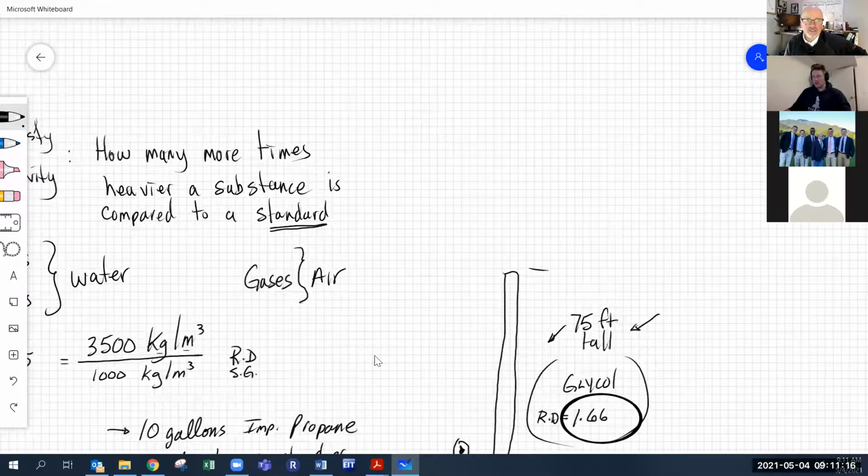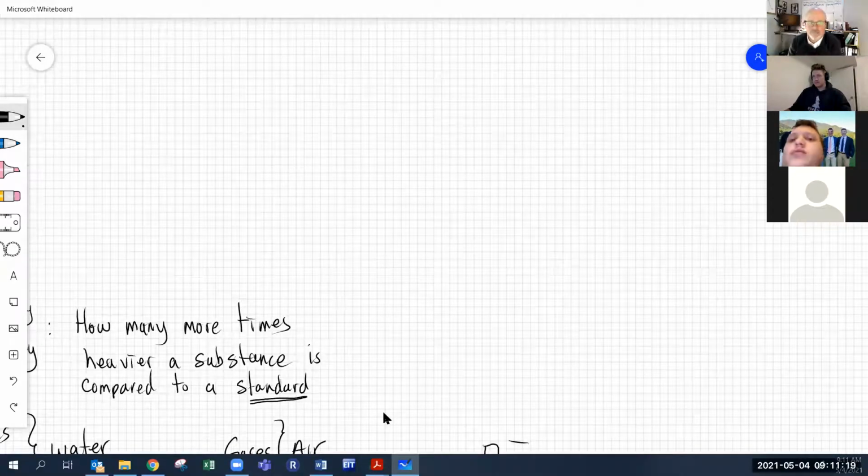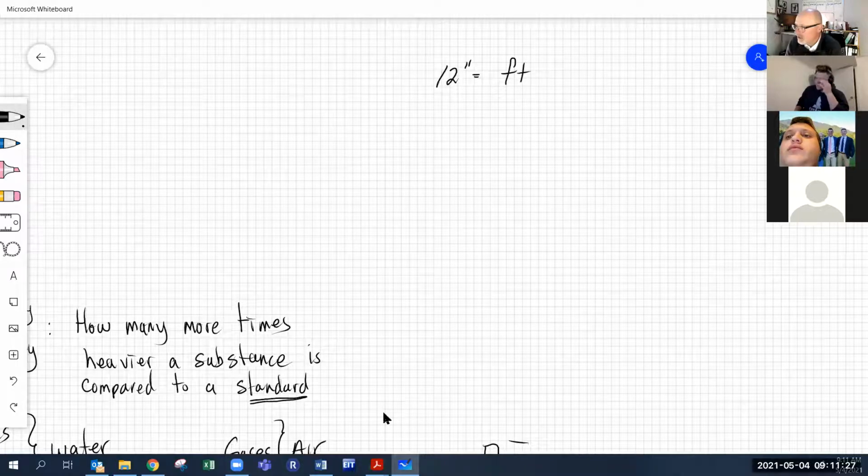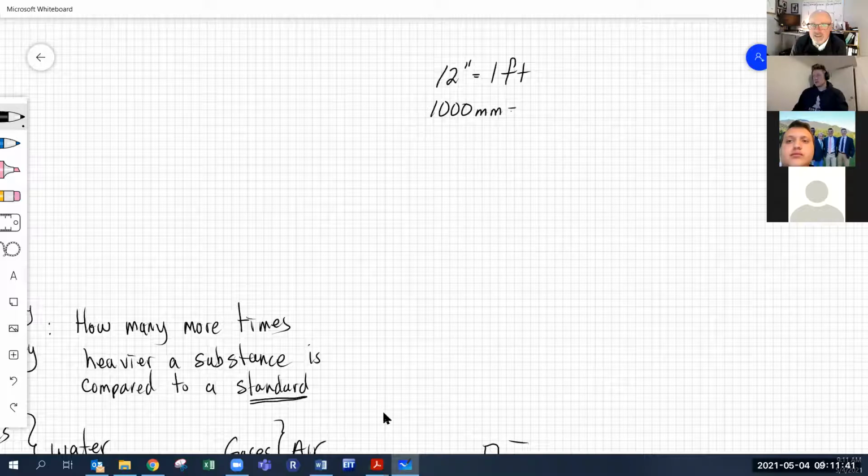Okay, we're going to get back. I'm just going to pull this down a little bit so I have a clean area. So there is 12 inches in 1 foot. Is that correct? You should know that. It's pretty easy to know. There is also 1,000 millimeters in 1 meter. There is also 100 centimeters in a meter. There is 10 decimeters in a meter.